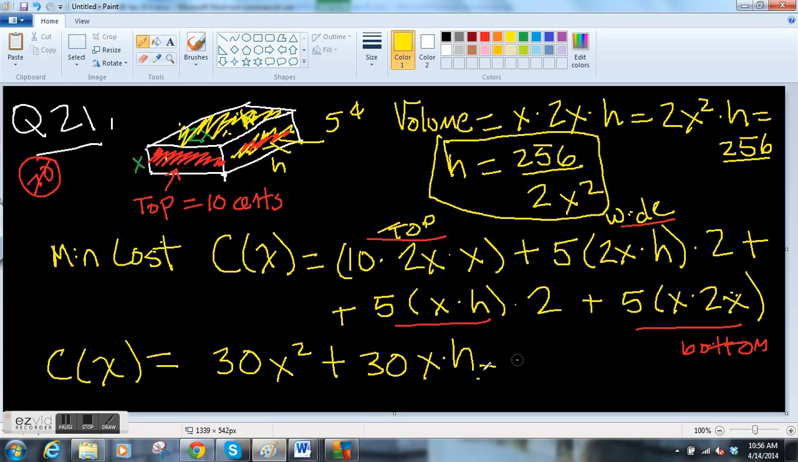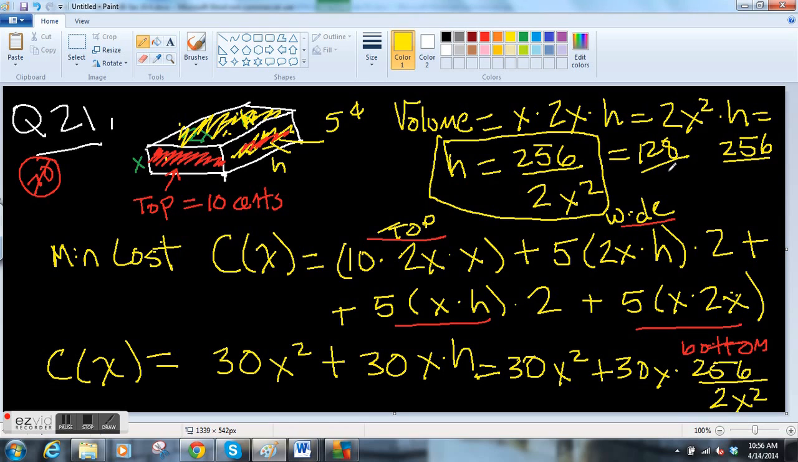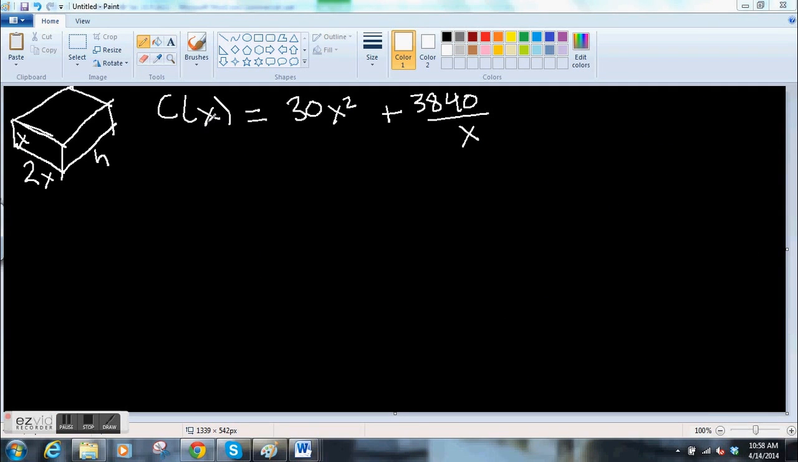So this whole thing now equals 30 times x squared plus 30x times h, which is 256 divided by 2x squared. I should have just gone ahead and written that as 128. That's 128 over x squared. Okay, hold on. I need a new piece of paper. Here's our cost function for our box. We have the cost of x, where x is this side, is equal to 30 times x squared plus 3,840 divided by x. And again, the dimensions of our box are x, 2x, and then some height, where h is equal to 128 divided by x.